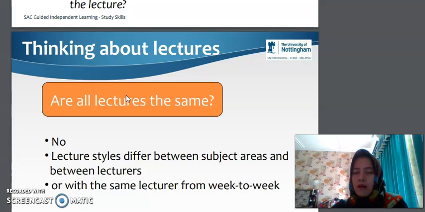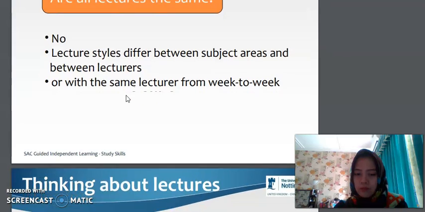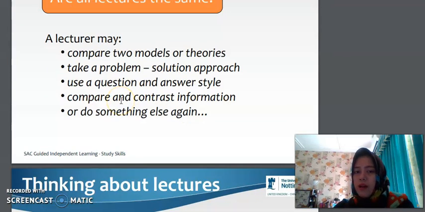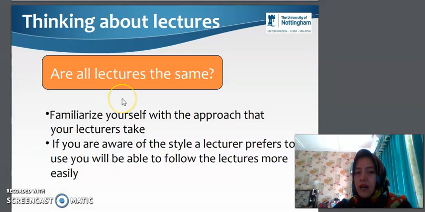Okay, thinking about lectures. Are all lecturers the same? Well, the answer, of course, is no. Lectures have different styles between subject areas and between lecturers, or with the same lecturer from week to week. A lecturer may first compare two models or theories, take a problem-solution approach, use a question and answer style, compare and contrast information, or do something else in the classroom. Familiarize yourself with the approach that your lecturers take.